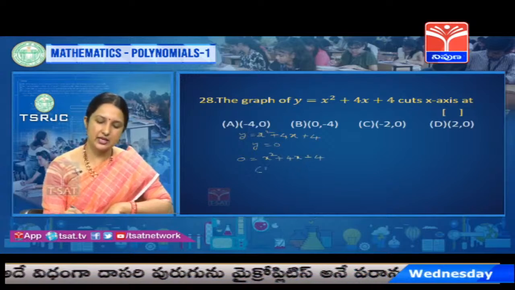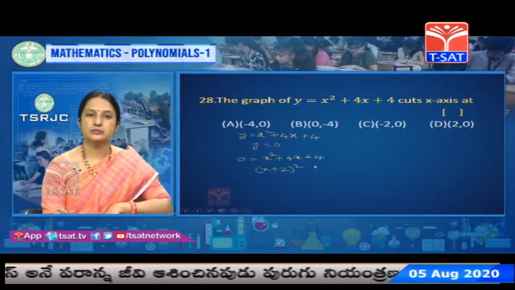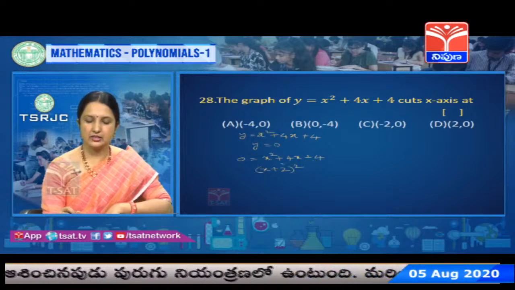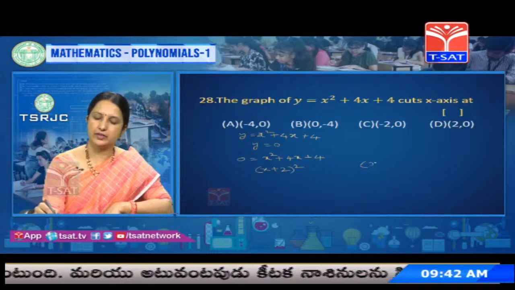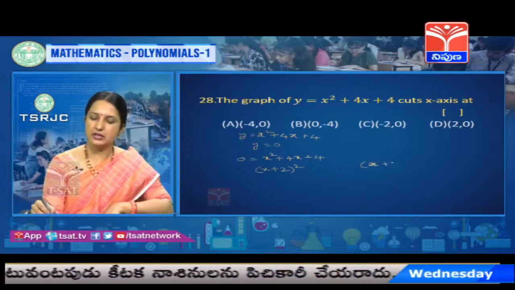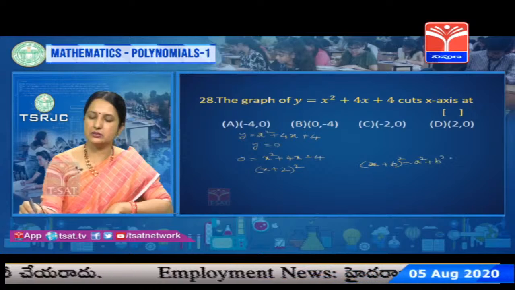This is same as a plus b whole square, no? This can be written as x plus 2 whole square. See, a plus b whole square equals a square plus b square plus 2ab.